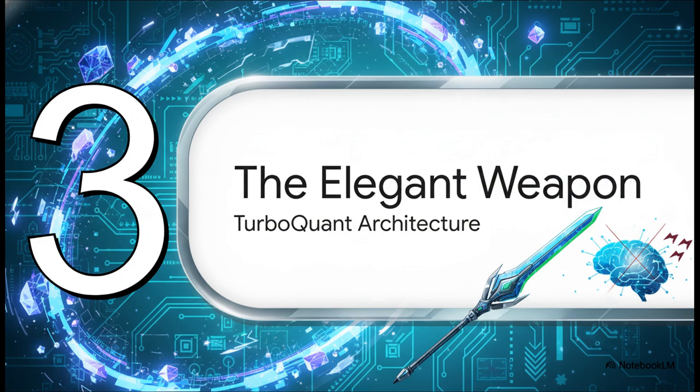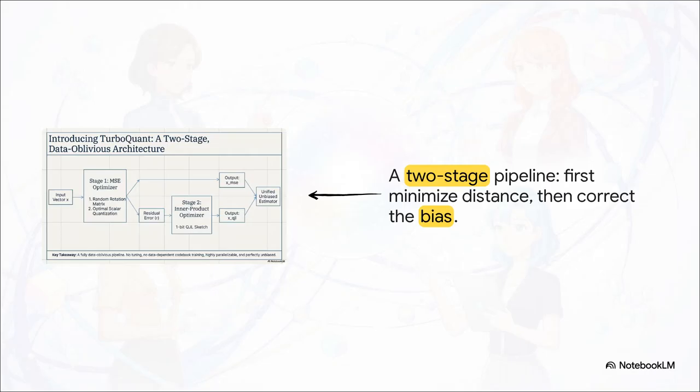So how in the world do you fix a problem that's baked into the very geometry of the approach? You can't just patch it. You need a truly elegant weapon. You need an architecture that's built from the ground up to hunt down and neutralize this inner product bias. So let's meet TurboQuant. At its heart, TurboQuant is a brilliant two-stage pipeline. Stage 1 does what most compressors do. It finds the closest point to minimize distance. But, as we now know, this creates a bias. So, it then calculates the error from that step, the residual, and passes that error to Stage 2. And Stage 2 has only one job in life, to use that residual information to perfectly correct the bias from Stage 1.